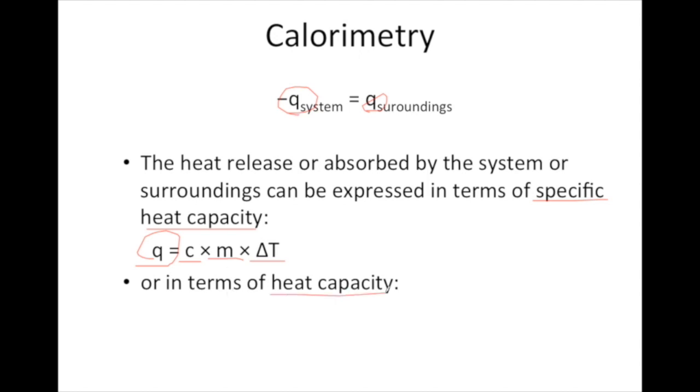So please be sure you go back and review specific heat, what that is, and heat capacity. But in terms of heat capacity, we can express Q of the system or Q of the surroundings if we know the heat capacity of the systems or surroundings and the change in temp.